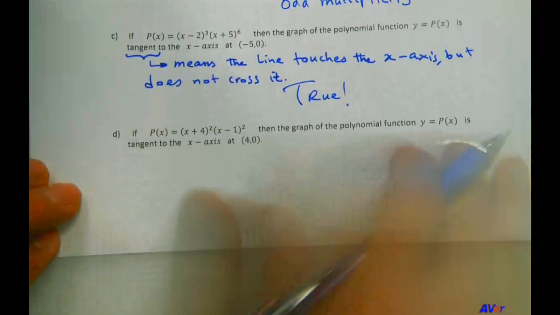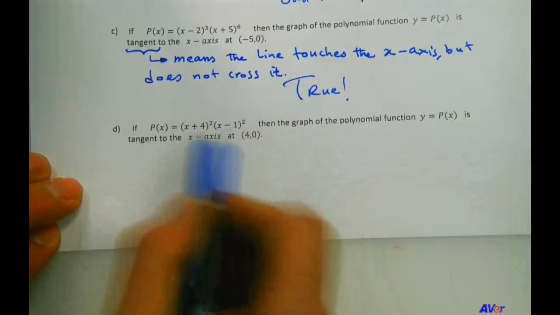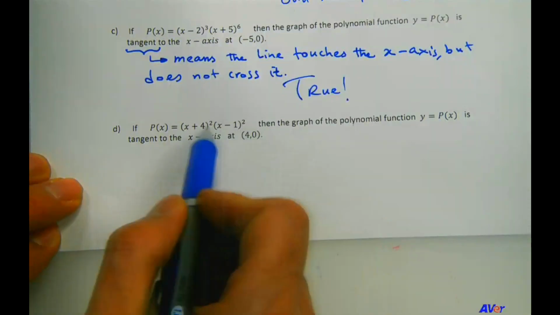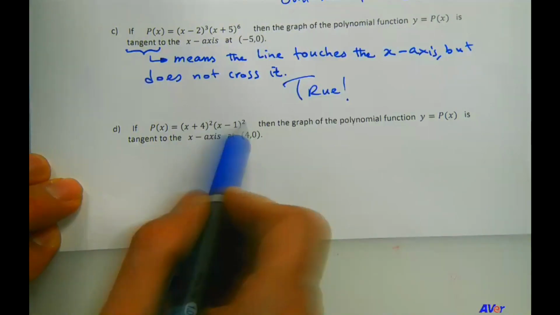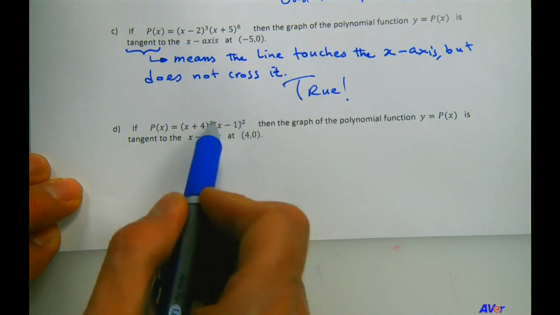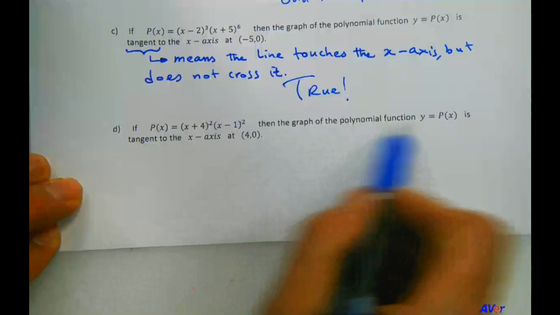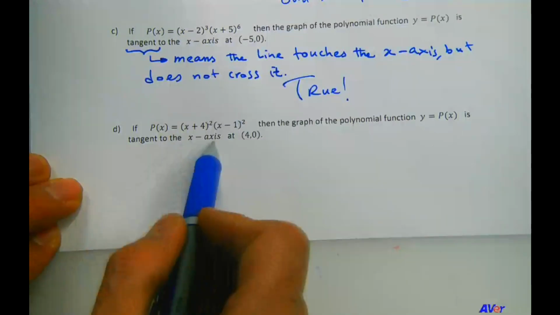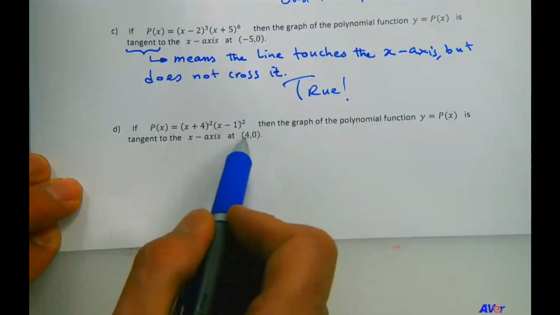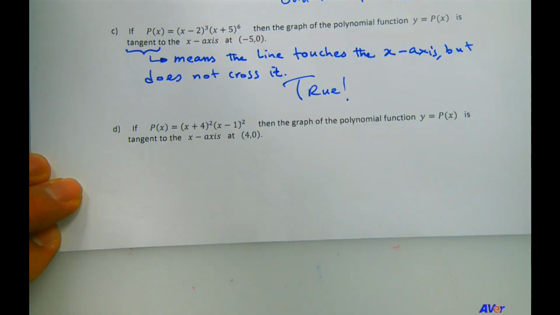How about the last one? The polynomial has these factors. Look at the factors. They both have even powers. So then the graph of the polynomial is tangent to the x-axis. Yes, so 4, well, let's see. Well, this is false actually. Do you see why? Why is this statement false? Do you see why that is false?